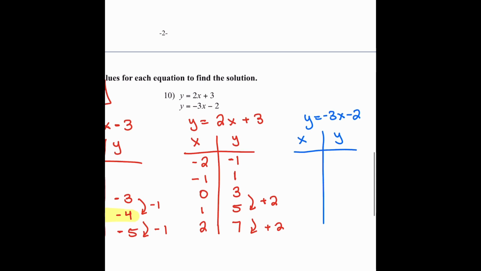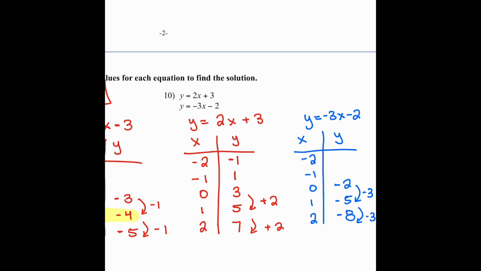Let's do our second equation. For my second equation, my y-intercept is negative 2. And my slope of negative 3 tells me that I'm going to subtract 3 each time. So negative 2 minus 3 is negative 5. And negative 5 minus 3 is negative 8.